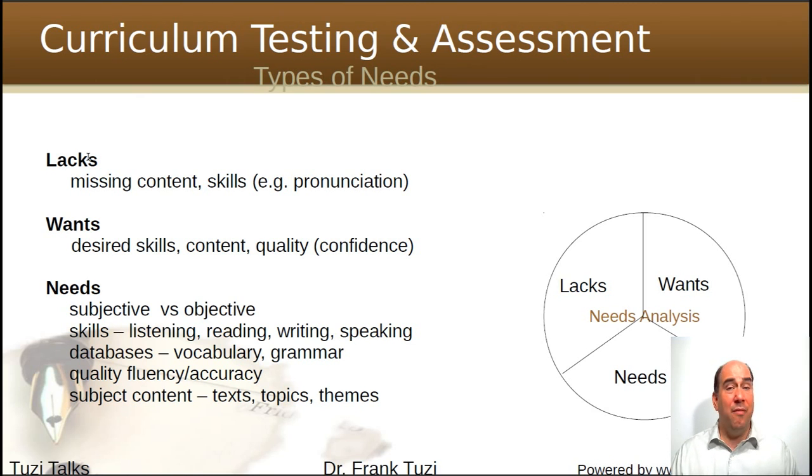Anyway, subjective and objective. Okay, it doesn't mean you need to share all of this. You're collecting data, so you can interview them, when you can talk to them, but when you're getting the information, just collect it and use it later for your analysis. You may be looking at skills. Okay, find out what skills they need. Listening, reading, writing, speaking. Look for the databases. Okay, how much vocabulary do they have? How much grammatical information can they use? Find out what those needs are. Find out about quality, fluency, accuracy, subject content, as I mentioned before. So go in and find out all this information.